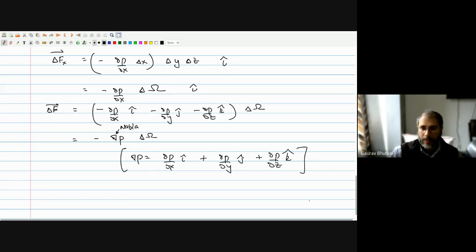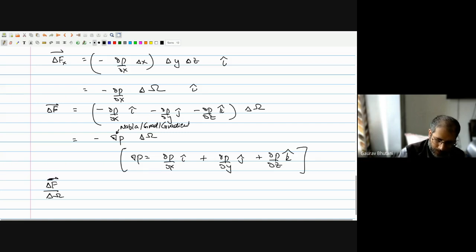So if you apply the nabla symbol, also called the grad symbol or the gradient symbol, it basically tells you the change, the gradient in p with respect to x, y, and z in different directions. There is a lot we can say about the gradient operator, but we'll not do that right now in the interest of time. And so this is the net vector force acting on this imaginary fluid volume, delta omega.